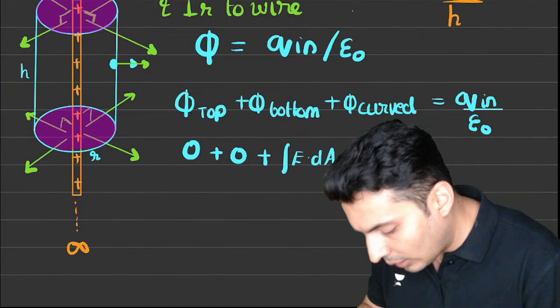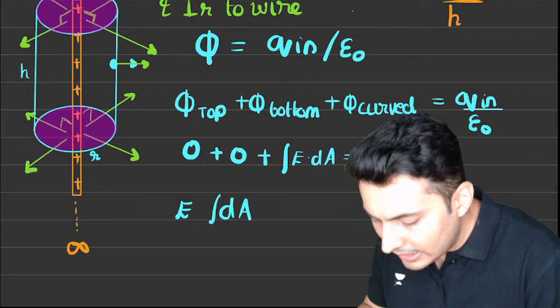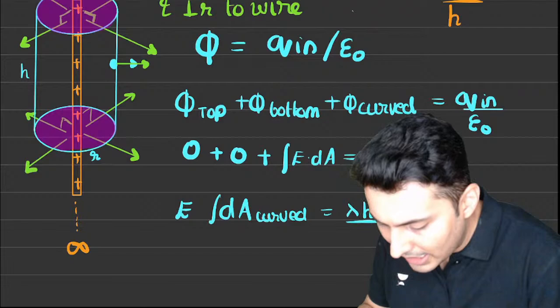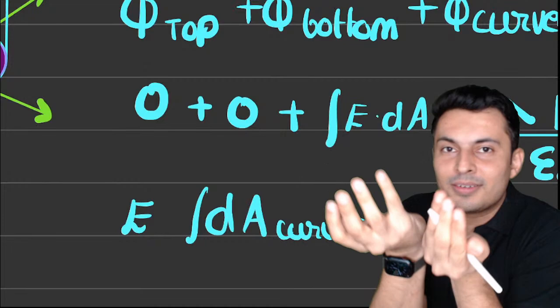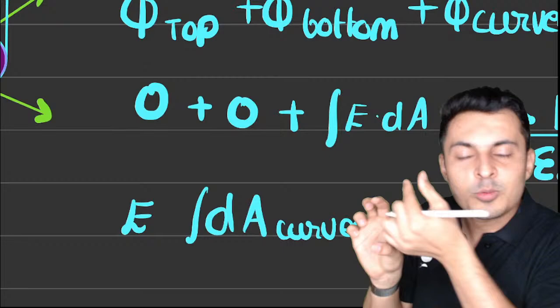And what will remain? Only adding the areas of that particular curved part is equal to lambda h by epsilon naught. Everyone? Now, what is adding all the small areas on the curved surface? The total curved surface area. Integration means addition, summation. dA means small patches. You add all the patches. What is the total area of that curved surface, my dear students?